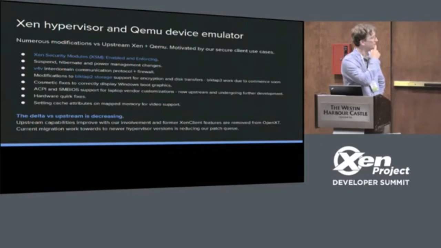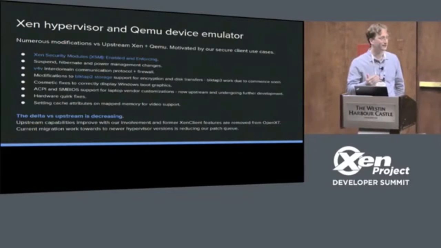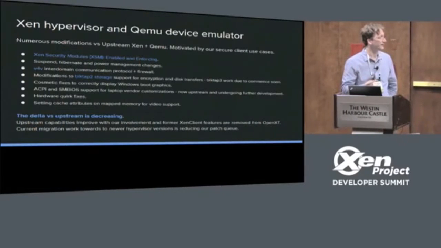I think the ACPI and SMBIOS support is one that's now actually upstream. It's a recent decrease. And a very nice thing about this is that with the work that went into getting Xen 4.6.1 into master, that went in the last week, it's got a significantly reduced patch queue versus the Xen 4.3 that we were using before.